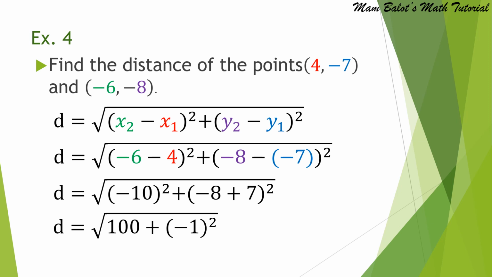And -8 plus 7 is -1, then squared. So -1 squared is +1. And 100 plus 1 is equal to 101. So the square root of 101 is the distance between the points (4, -7) and (-6, -8).